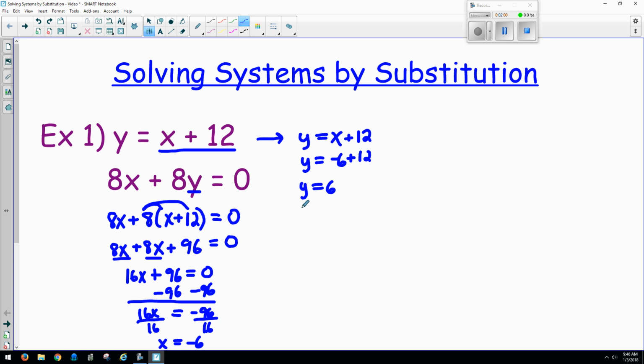Now we're still not done. We still have to write it as an ordered pair. So our solution is, remember, our x value goes first, and then the y value. Here's our solution of this system.